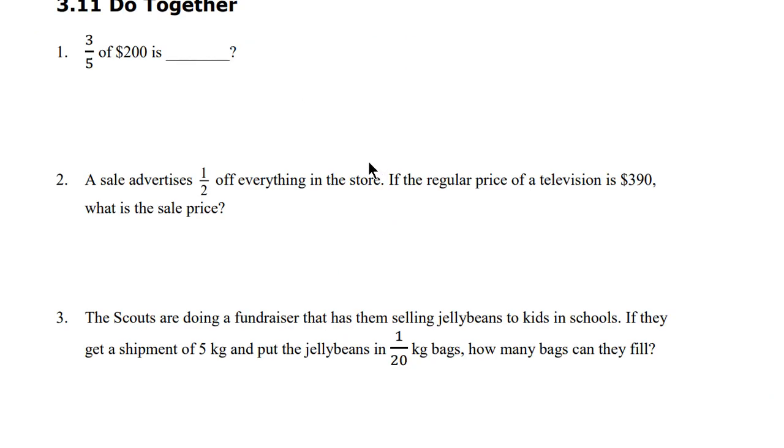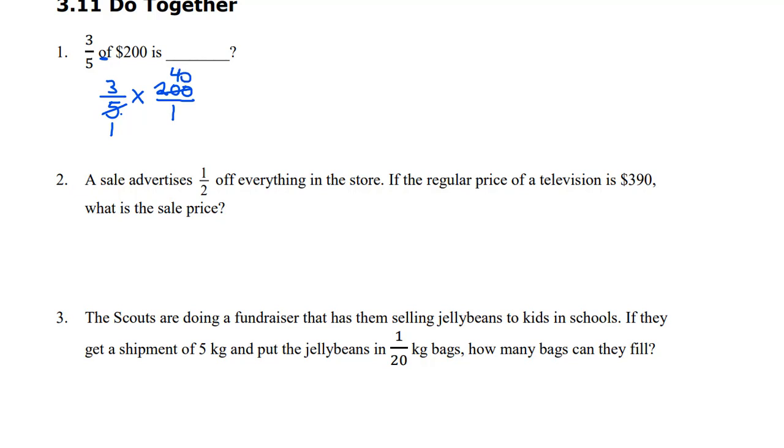3.11 we'll do together. The first question is using that all-important word of: 3/5 of 200. So we want a part of the whole, so we're going to multiply 3/5 times 200, and because that's a whole number, we're going to make it into a fraction by placing it over 1. Now we can look to cross reduce. We have 5 and 200. Both are divisible by 5. 5 divided by 5 is 1, and 200 divided by 5 is 40.